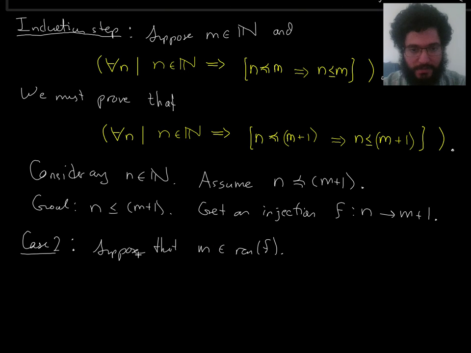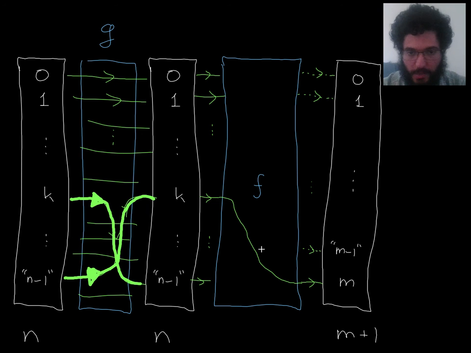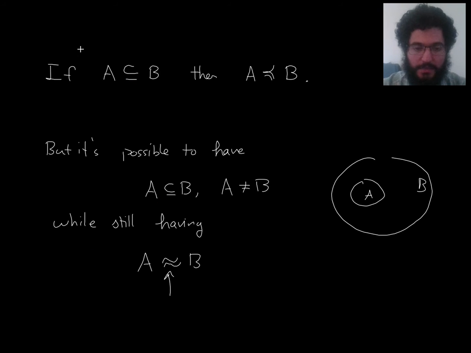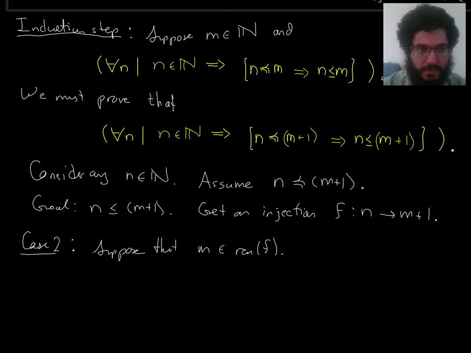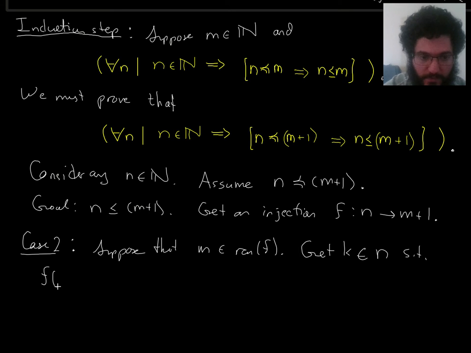So we're here in our case 2. Suppose m is in the range of f. So then m comes from something, k. Now I can say existential instantiation, get k in the domain, so that's n, such that f of k is m.